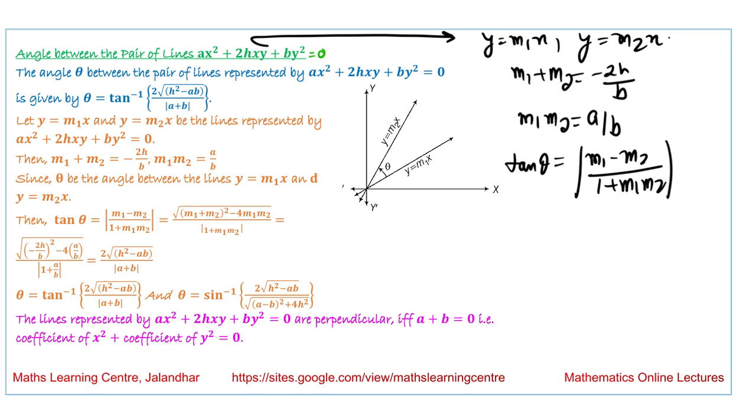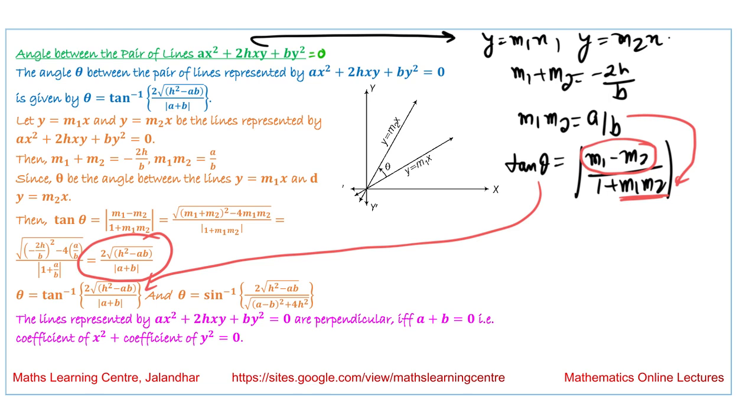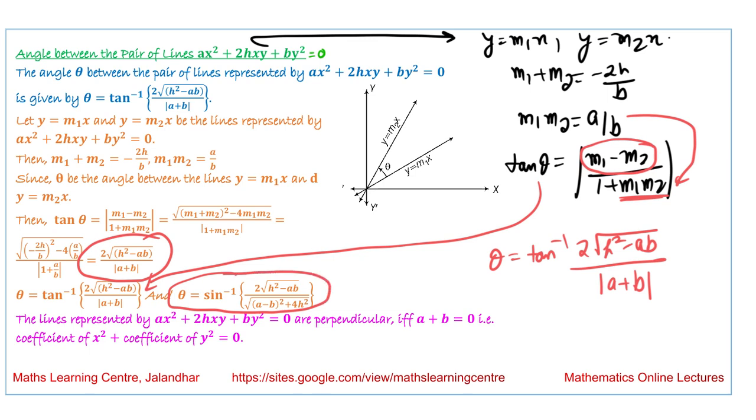So we can write the value of m1 minus m2 and m1 into m2. We can substitute these values in this equation, and we will obtain that the value of theta is tan inverse 2 square root of h square minus ab divided by mod of a plus b. And similarly, we can also show the value of sin theta: if we calculate the angle in terms of sin instead of tan theta, we will obtain the answer in this form.